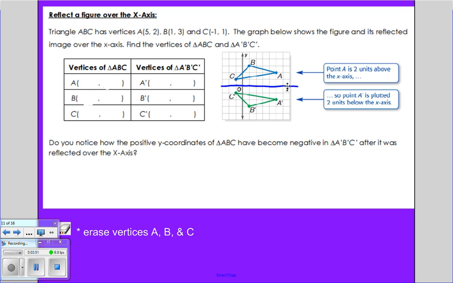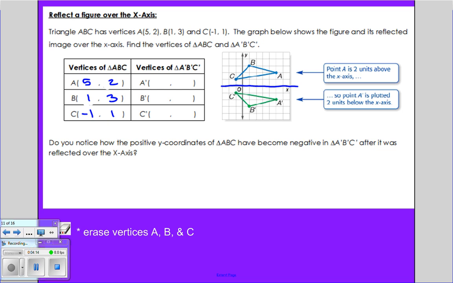Okay, now when we look at triangle ABC, we see that A is at (5, 2), B is at (1, 3), and C is at (-1, 1). We're just going to fill those in over here: (5, 2), (1, 3), and (-1, 1). Okay, those are given to us already.